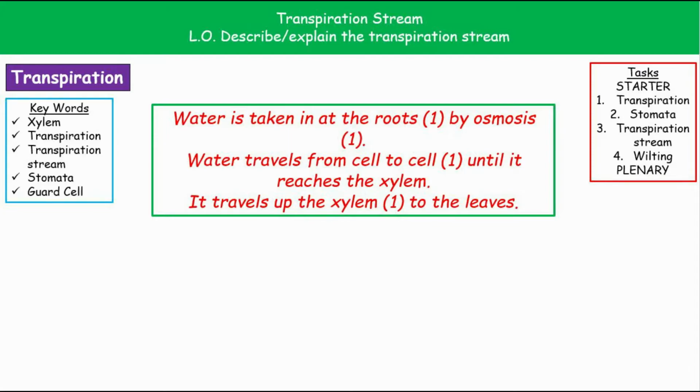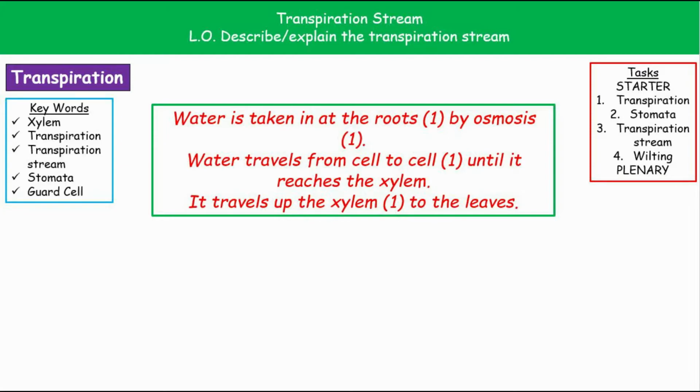So your next mark is for saying that water travels from cell to cell in the root until it reaches the xylem. Then our final mark is for saying that it travels up the xylem to the leaves. So hopefully we all at least got 2 marks in there. I'd hope that we got 3.